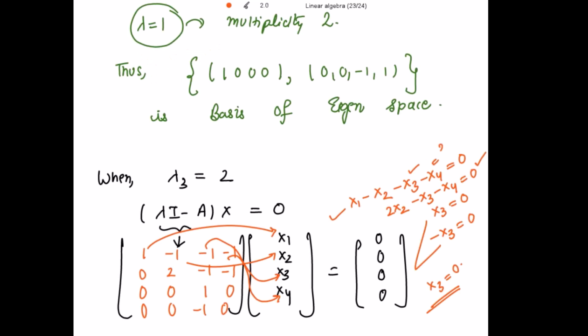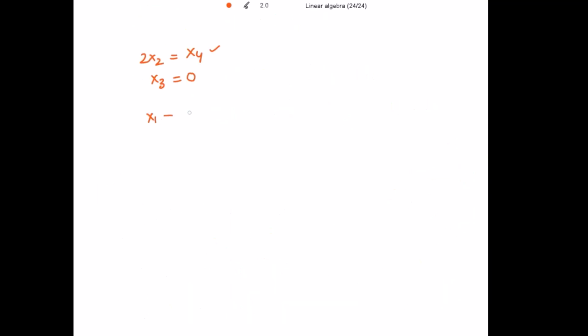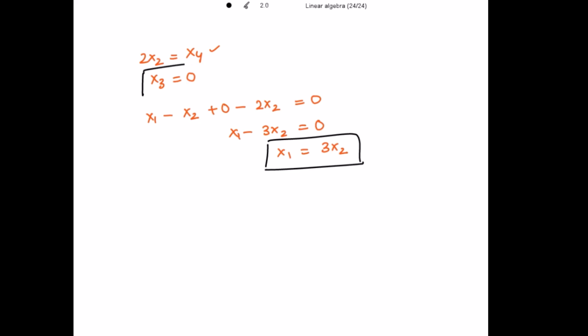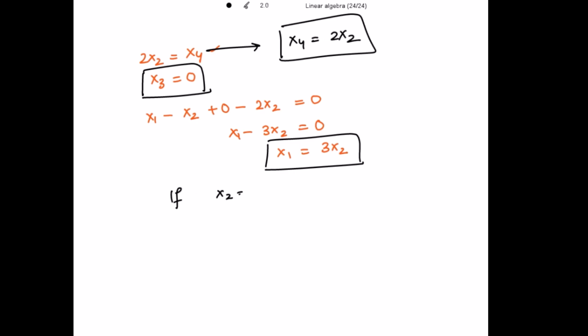So here x4 is 2x2 and x3 is equal to 0, I will get x1 minus x2 plus 0 minus 2x2 equals 0, that is x1 minus 3x2 equals 0, or x1 equals 3x2. So now we have the value of x1 to be 3x2 and x3 is 0, and from here we get x4 to be equal to 2x2. So if I put x2 equal to t for t belonging to the set of real numbers, what I am getting?